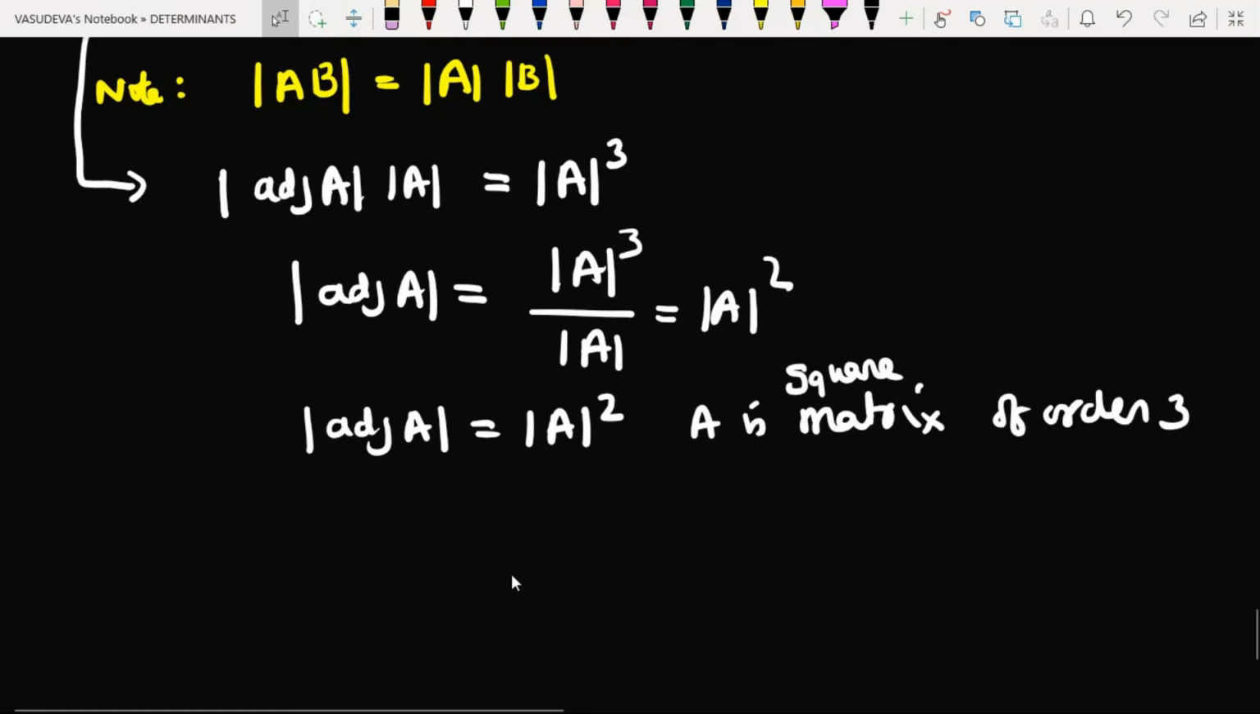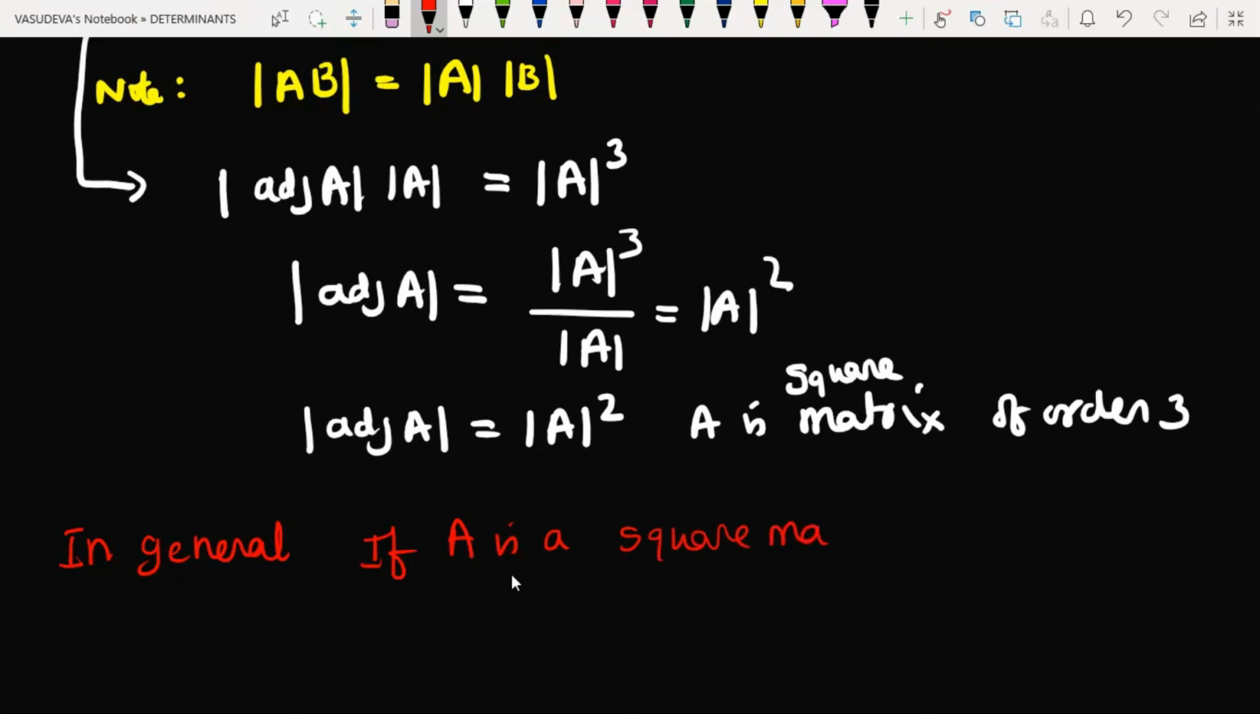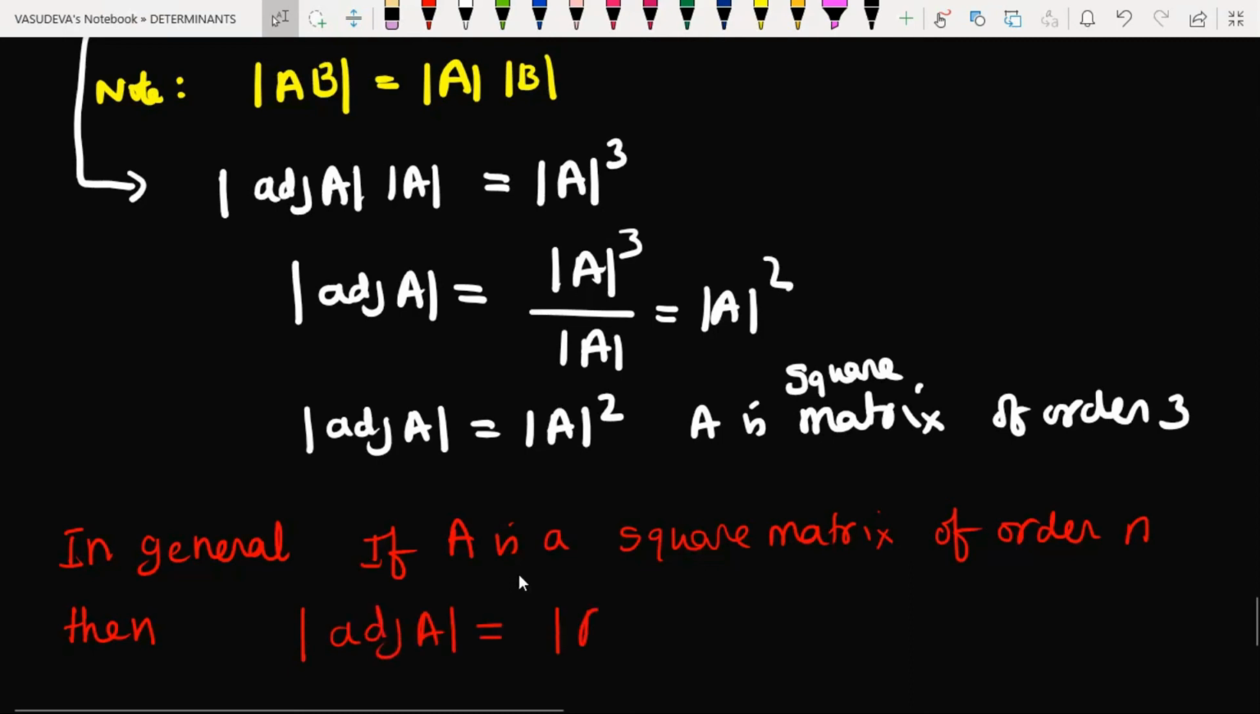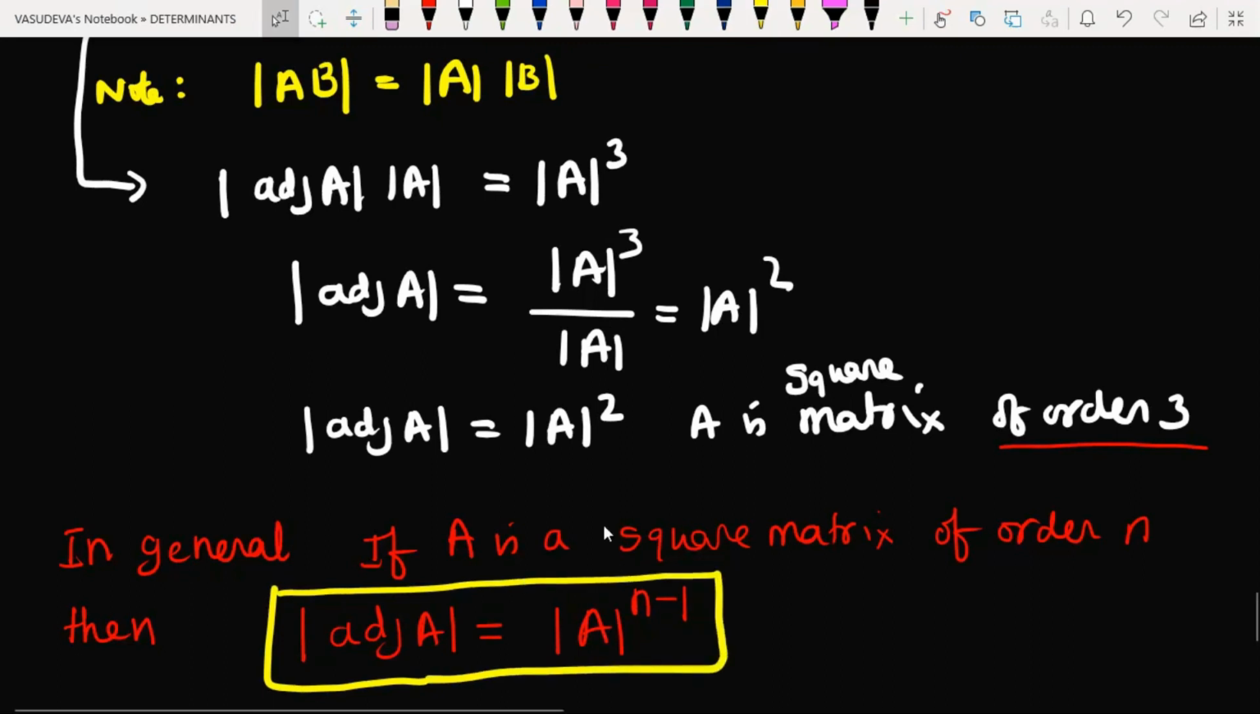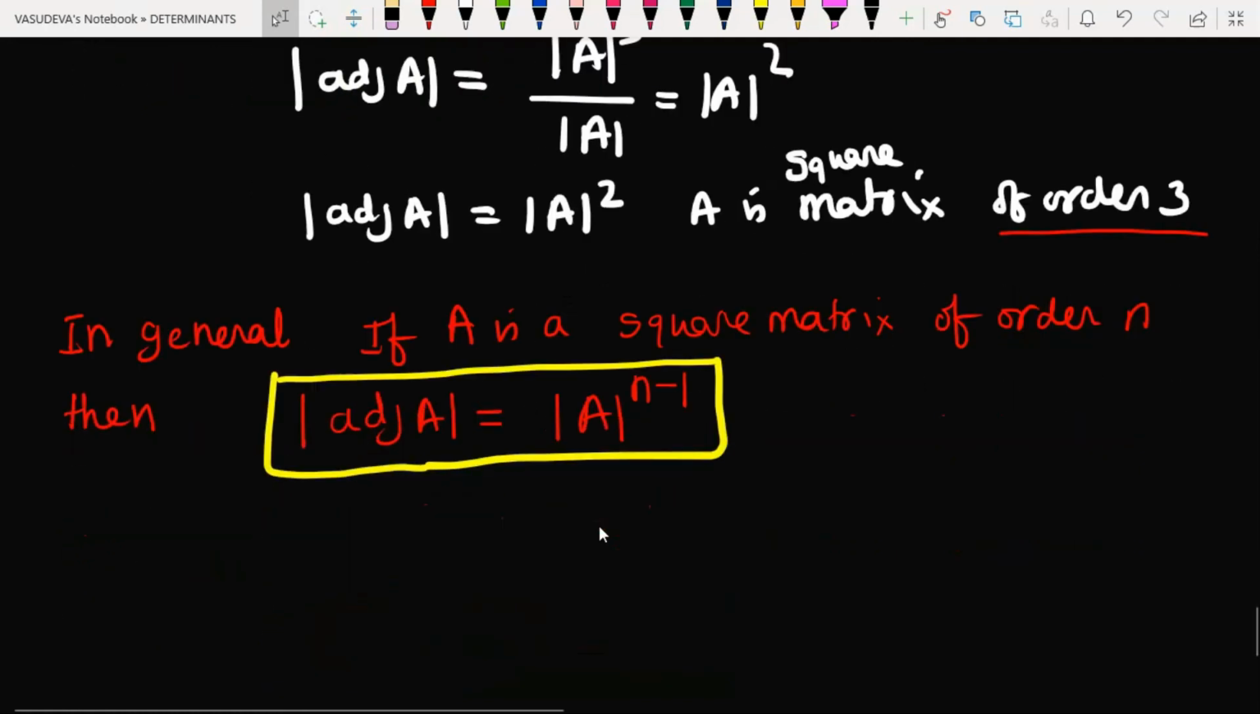So from this we come to the general conclusion that in general if A is a square matrix of order n, then determinant of adjoint of A is equal to determinant of A to the power of n minus 1. Here observe that it is a matrix of order 3, therefore it is determinant of A square, 1 less than that. So if A is a square matrix of order n, then determinant of adjoint of A is determinant of A to the power of n minus 1. So this is a very important result.